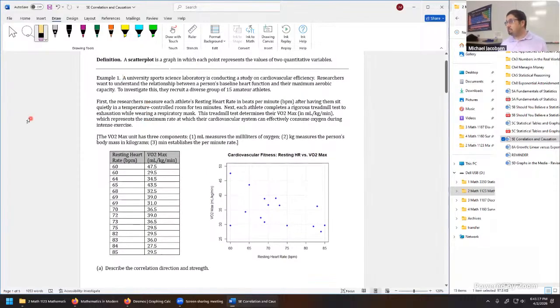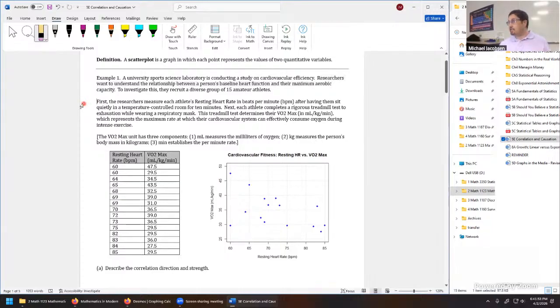We're told to start this out: a university sports science laboratory is conducting a study on cardiovascular efficiency. Researchers want to understand the relationship between a person's baseline heart function and their maximum aerobic capacity. When they say baseline heart function, it sounds like they're talking about resting heart rate, and maximum aerobic capacity probably means VO2 max, but that's a pretty complicated unit, so we'll look into that more.